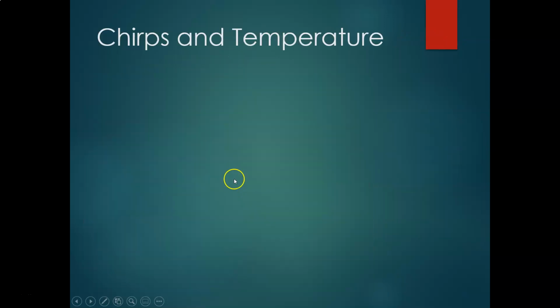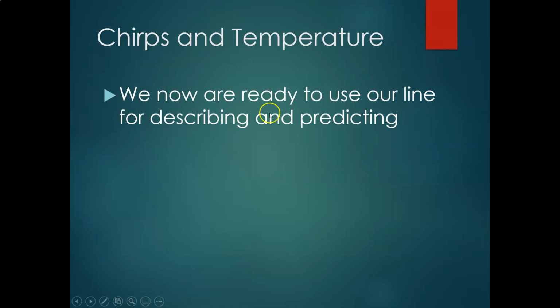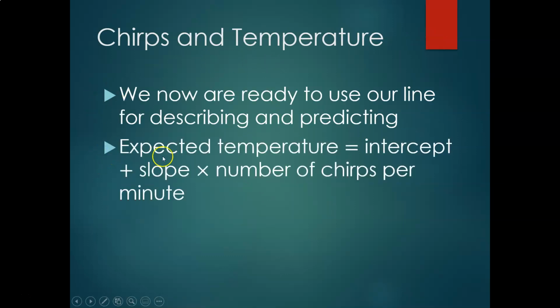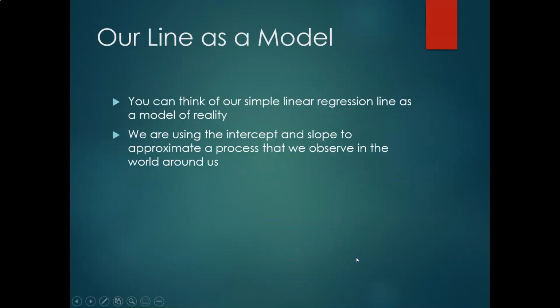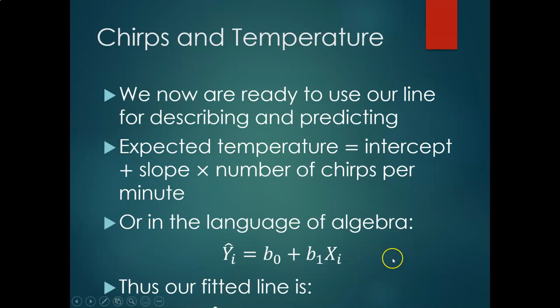I'm going to skip through this because we're now ready to use our line for description and predicting. Expected temperature, as we've said, equals intercept plus slope times the number of chirps per minute. Or in the language of algebra, our predicted y equals our intercept plus our x value times our coefficient or our slope. Our fitted line is, can't see it because it's off the screen, but you get the idea.